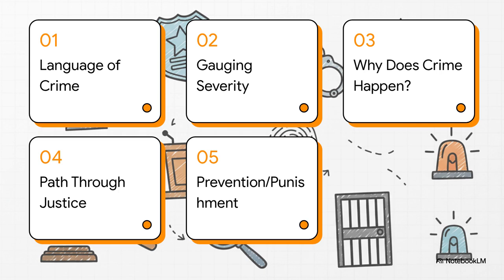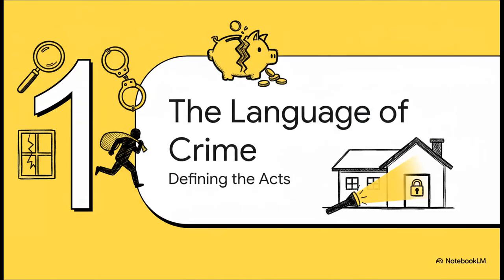All right, we've got a clear roadmap for this. We'll kick things off by defining the crimes themselves. Then we'll look at how severe they are, explore why crime happens, walk through the whole justice process, and finally, wrap up with punishment and prevention. Okay, let's dive into part 1, the language of crime.